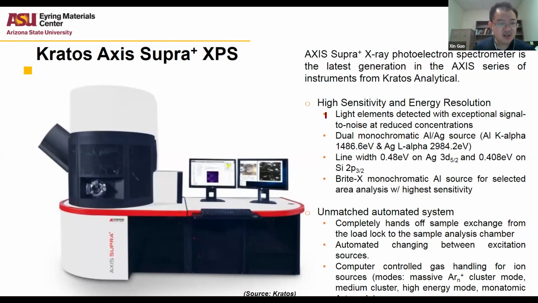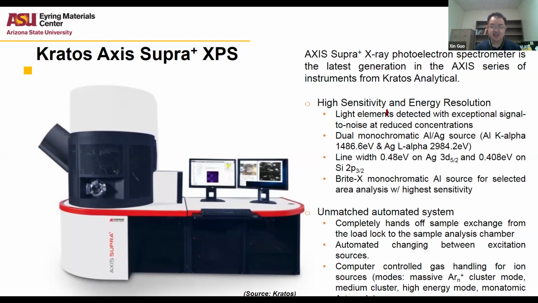So now I want to introduce the new Kratos Supra Plus XPS. The new Supra Plus XPS is the newest generation in the Axis series manufactured by Kratos Analytical. It has two primary features. First, it has high sensitivity and high energy resolution. That means it can detect light elements with excellent signal-to-noise ratio, even when they are at small concentrations.